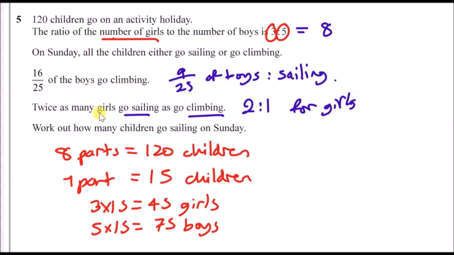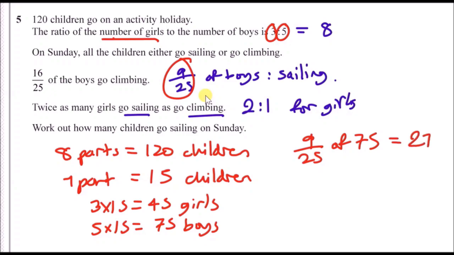So we know straight from the bat that 9 out of 25 of boys go sailing. So that means since there's 75 boys, 9 out of 25 of 75, so 9 over 25 times 75. If you just quickly put that in your calculator, you should get 27 go sailing, which are boys. As for the girls, well, it says twice as many girls go sailing as go climbing. First things first, how many girls are there again? Well, there are 45 girls.